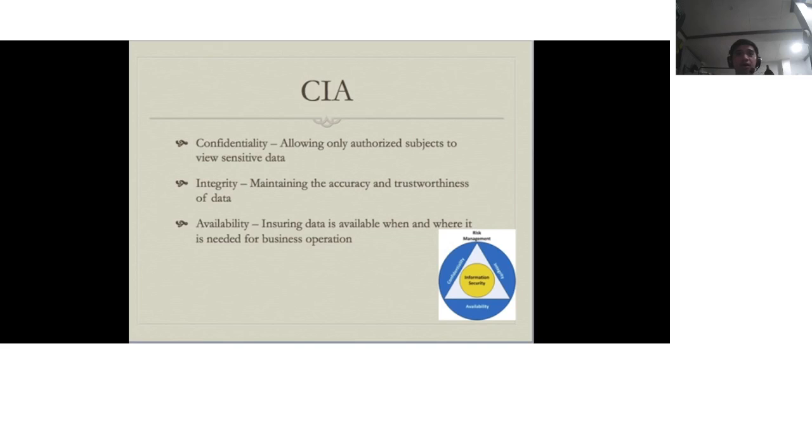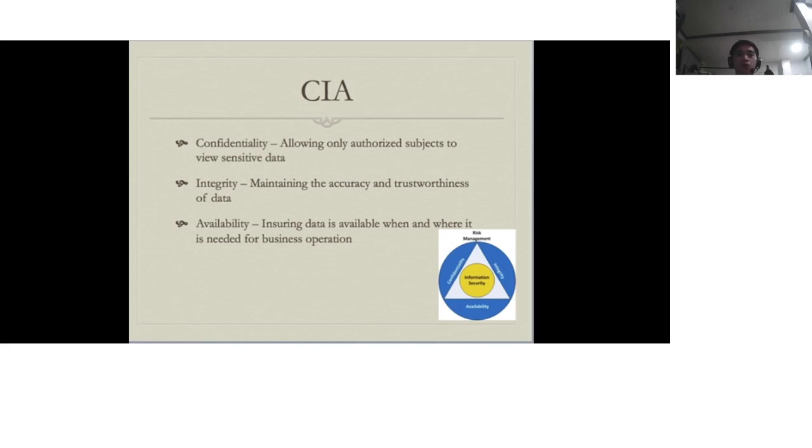So finally, availability, ensuring data is available when it is needed for business operation. So part of security class is by ensuring that data is available siya kung and where it is needed.